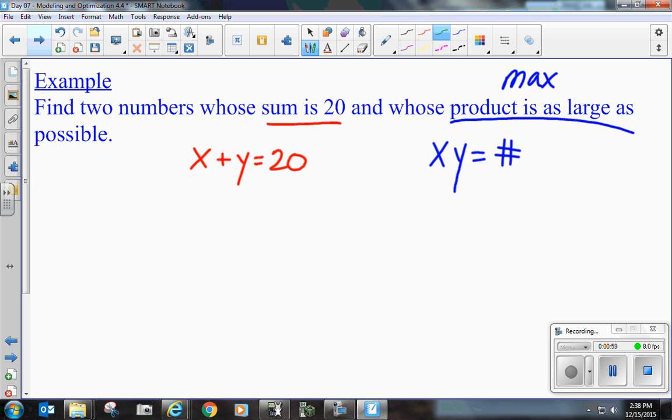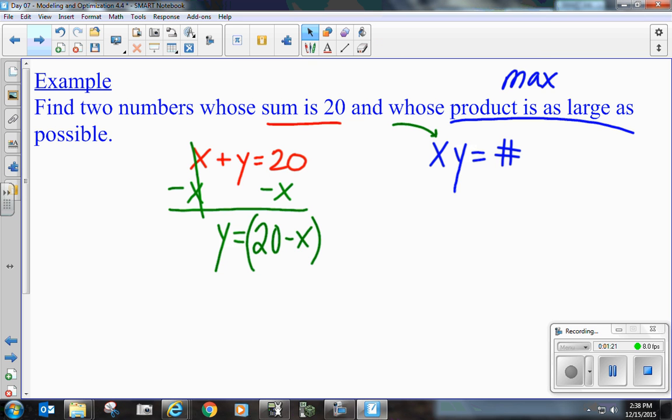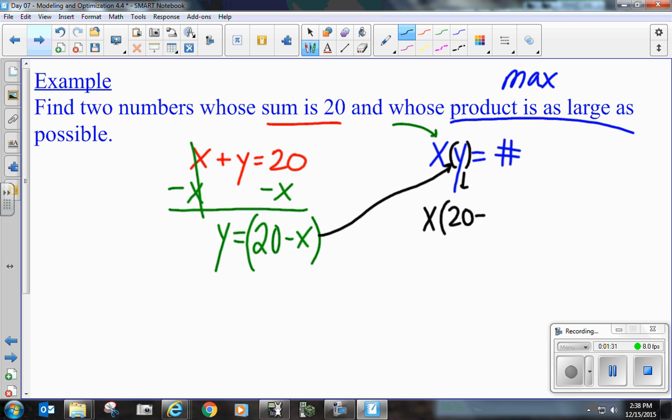Well, since we're going to take a derivative of this, let's try and write that with one variable. So I'm going to take my sum equation here and get that in terms of one of my variables. In this case, I'll put it in terms of y. Now, wherever there is a y, I can put in 20 minus x. Let's say x times 20 minus x equals still some number. We haven't taken the derivative of this yet, and that's fine.